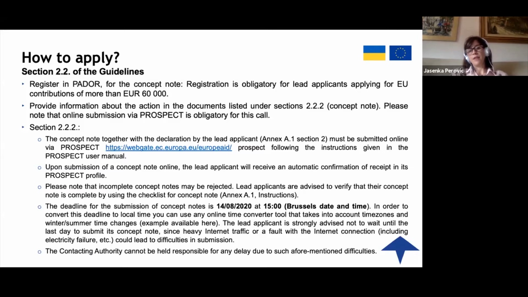The deadline is August 14 at 15:00 Brussels time. On the cover page of the guidelines for applicants, and also on the cover page of Annex A1, it is also indicated as 16:00 or 4 p.m. Kyiv time. Please be reminded not to wait until the last moment to submit your concept note, because you can be faced with heavy internet traffic, and therefore you can be late. If you are late, you will be automatically rejected, and the contracting authority will not be held accountable in this regard.